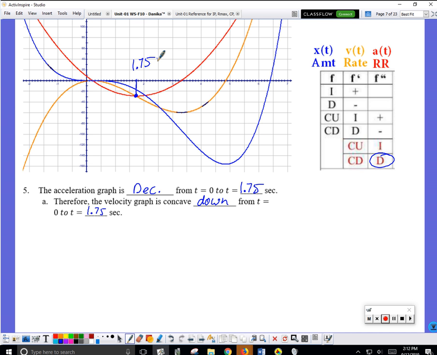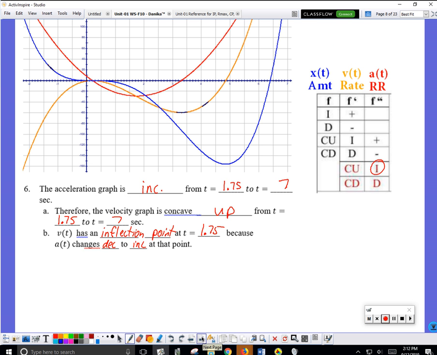Awesome. Go to 6. The acceleration graph is something. Oh, they're comparing concavity again. So let's see. Increasing. Oh, increasing. Thank you. So the acceleration graph is increasing from 1.75. It does, but we'll stop at 7 because that's the window we stated at the start of the problem. Therefore, the velocity graph is concave up over that time period.